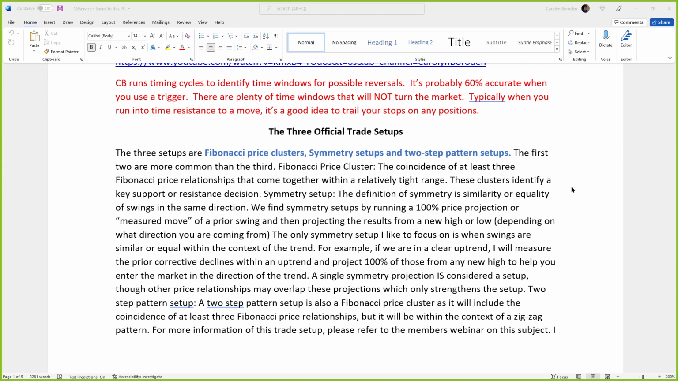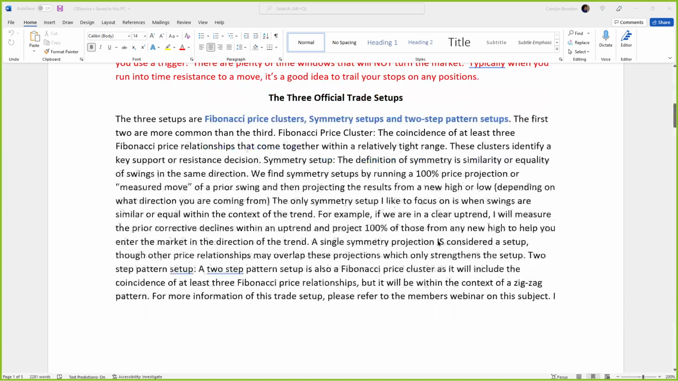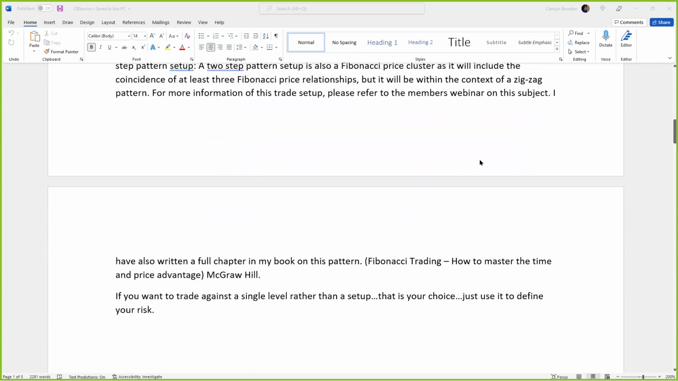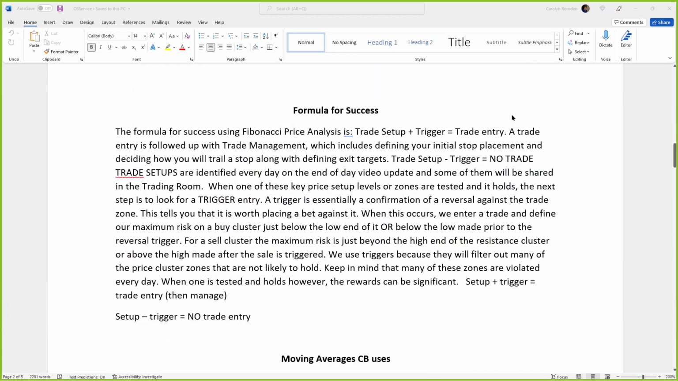Now you can also trade against a single level if you want to write that up in your trading plan. I believe that the higher probability setups are going to be where you have multiple price relationships or where you have symmetry. But there are definitely times where it's going to be well worth it to look at something like a trade against maybe a single 618 or any of the extensions where moves tend to terminate. Okay, so that's just the basics.